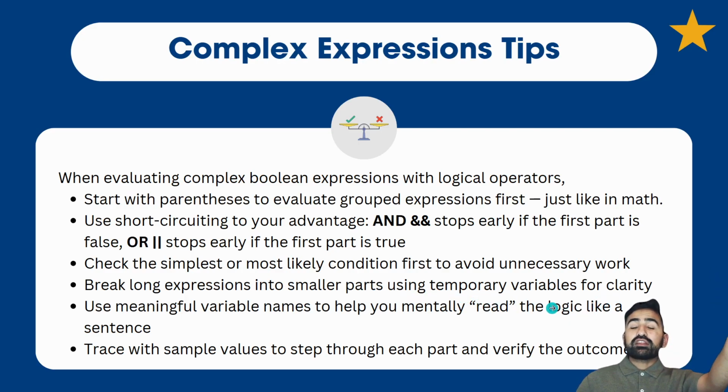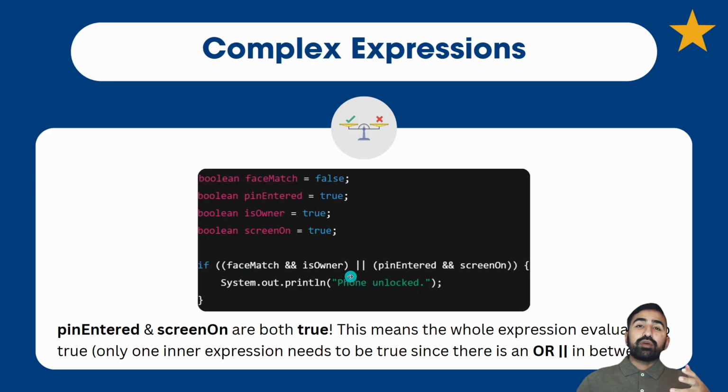Just like I represented them in those groups, you could name those groups. And rather than writing a really long expression, you could break up face match and is owner as a variable on its own. You could have a fifth variable equal to the expression right here, so that by the time you write your if statement, this is much shorter. So let me show you all what I mean by that.